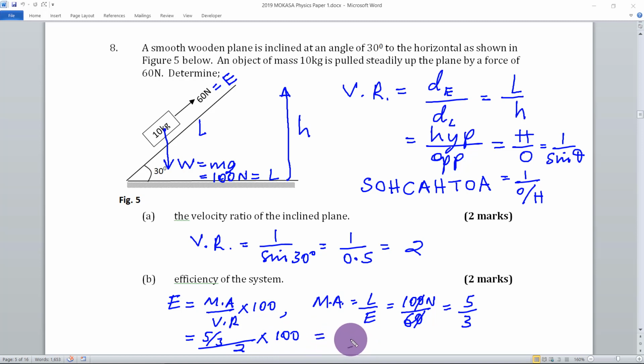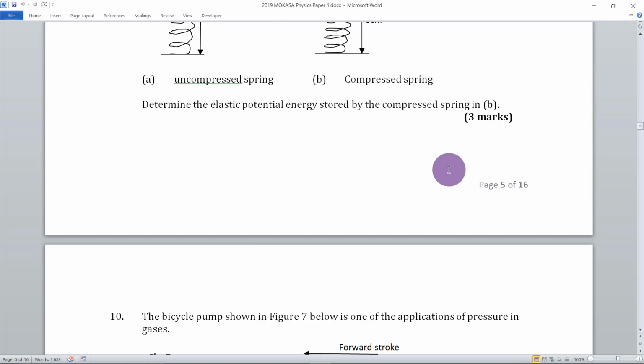So let's write it properly. So this one will be 5 divided by 2 times 3, and then I multiply by 100, so this is like 500 divided by 6, and that will give us 83.3%. 83.3%, and that will be the efficiency of that system. Let's look at question 9.